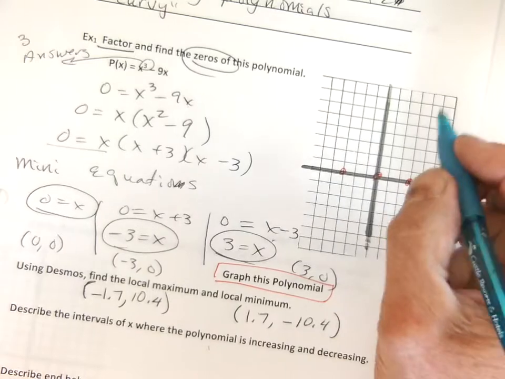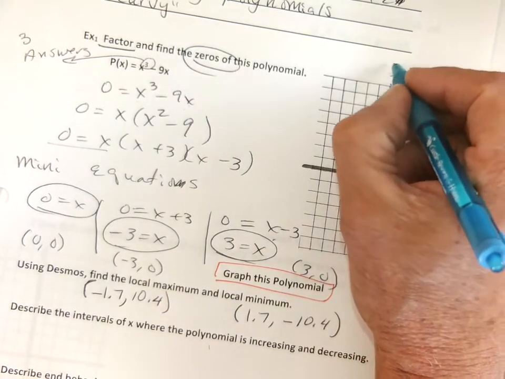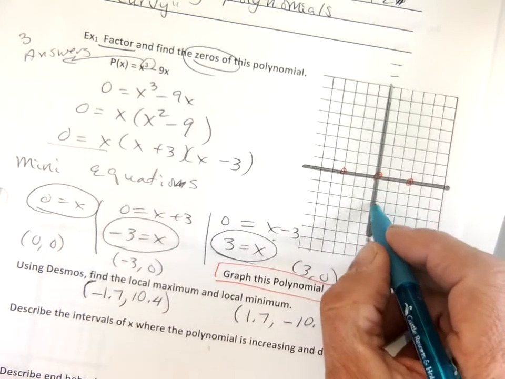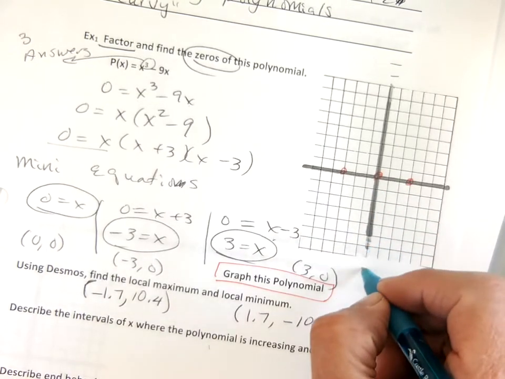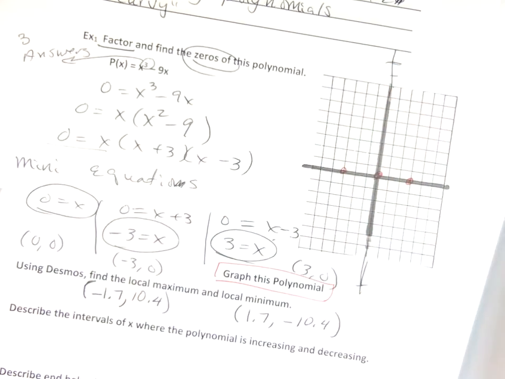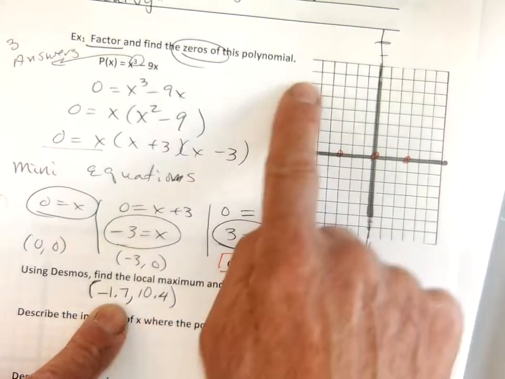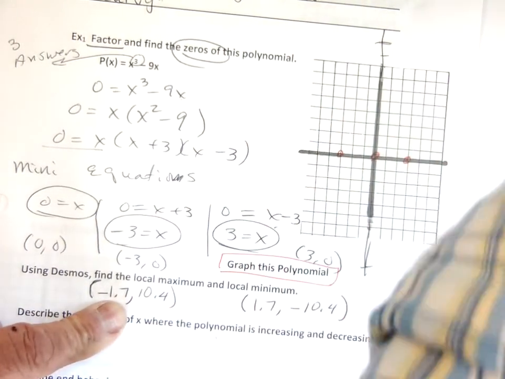Let's see. I don't know if this is going to fit. Maybe 1, 2, 3, 4, 5, 6, 7, 8, 9, 10. So it's going to be a little bit off my paper, but I can live with that. It doesn't have to be perfect. So I'm going to graph these points. Let's put these points on my graph.